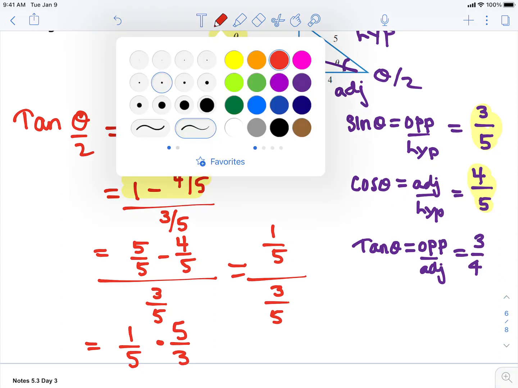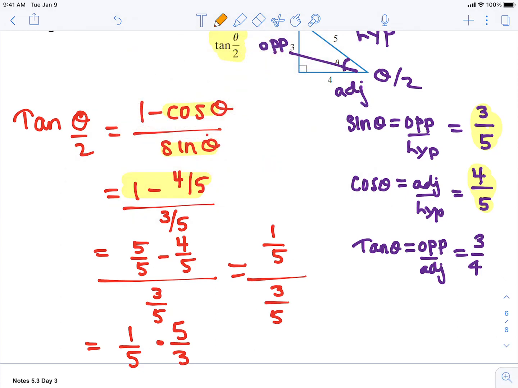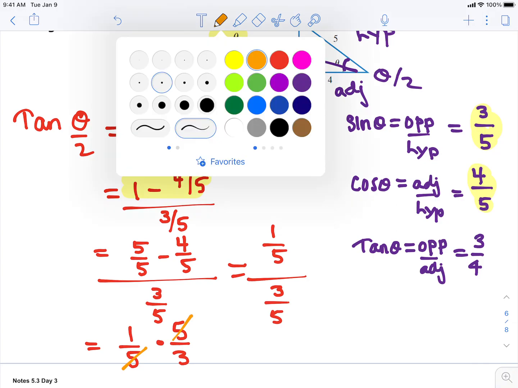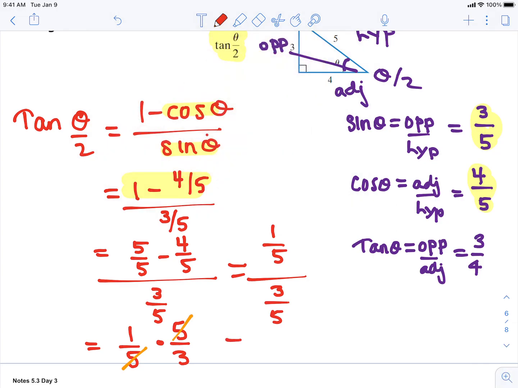Now we're going to multiply across. When you multiply across, you want to see if you can combine any common factors to cancel out. Well, I can cancel both the numerator and denominator by 5. So now we multiply across, and we get 1/3. So the tangent of theta over 2 exactly is 1/3. The original tangent is 3/4.